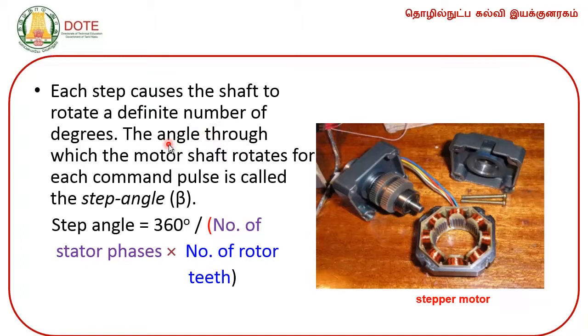So, the 360 degrees is divided into so many step angles. The angle through which the motor shaft rotates for each command is called the step angle beta. Step angle equals 360 degrees divided by the number of stator phases multiplied by the number of rotor teeth.